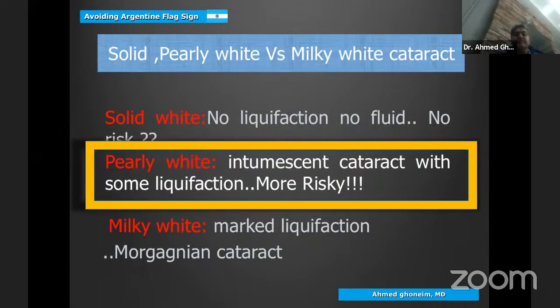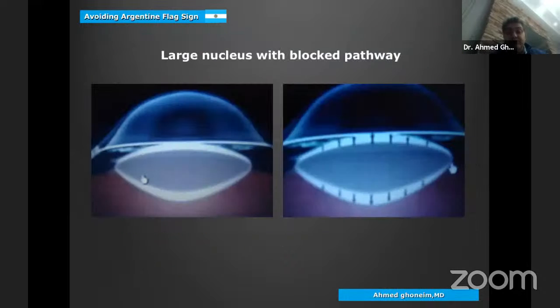And the third type is the pearly white, which is an intumescent cataract with some liquefaction, which is more risky. Like here, because there are two levels of fluid just behind the nucleus and one in front of the nucleus.